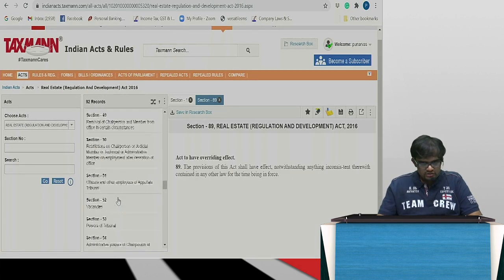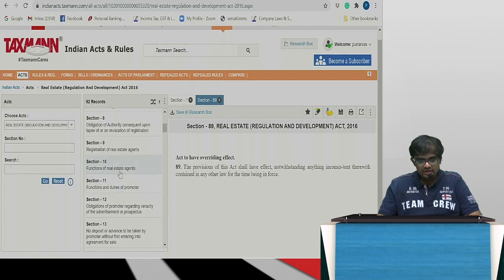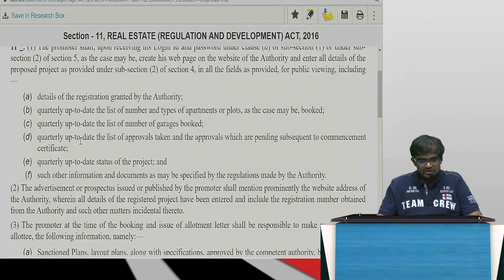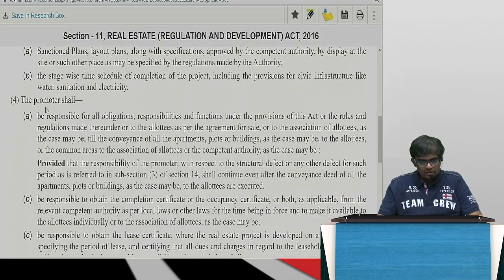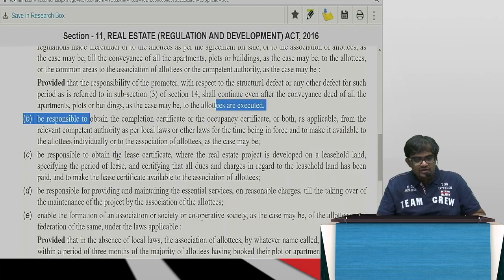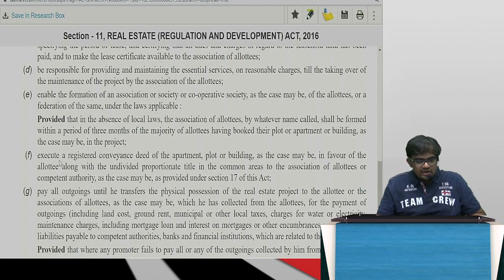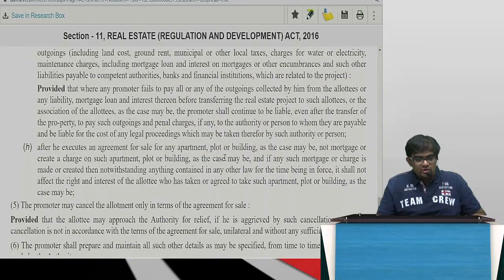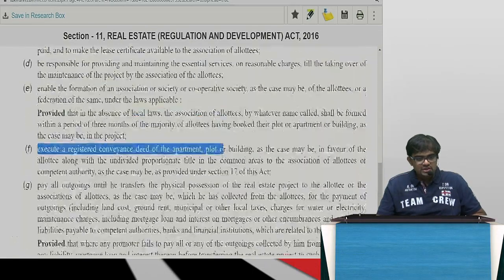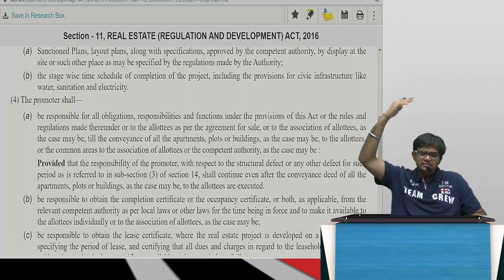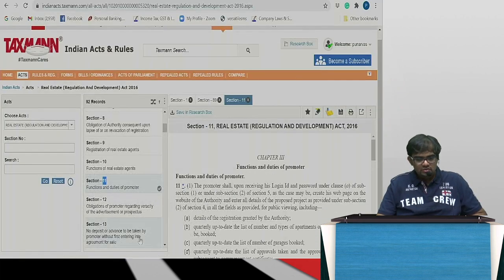And of course, we discussed during the initial analysis, section 11, functions and duties of the promoter. Here they have clearly mentioned that all these details must be given. The promoter shall be responsible for all obligations, to obtain the completion certificate, lease certificate, everything, and should execute a registered conveyance deed. Until he does all these things, he has to do all these things. It is his duty. So can he go for voluntary liquidation without doing any of these things? No way. So a similar option would be there.